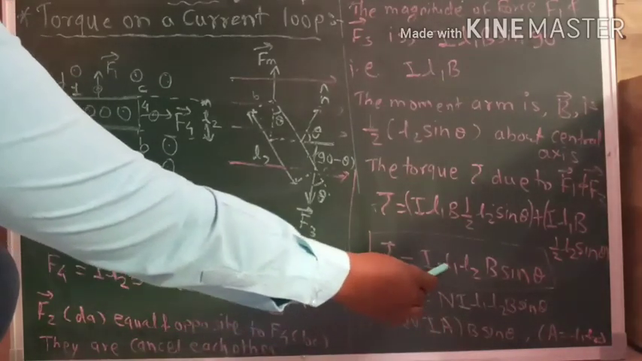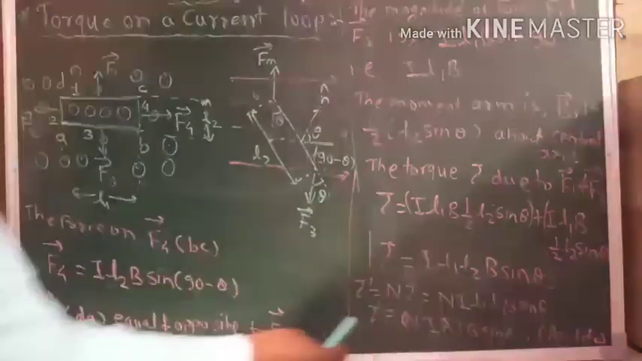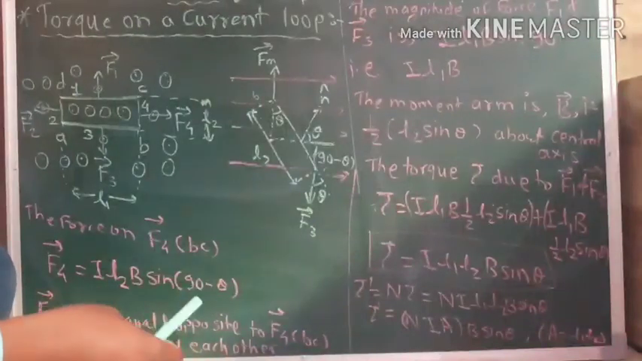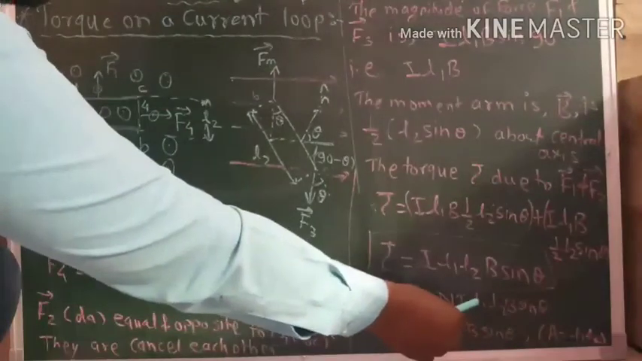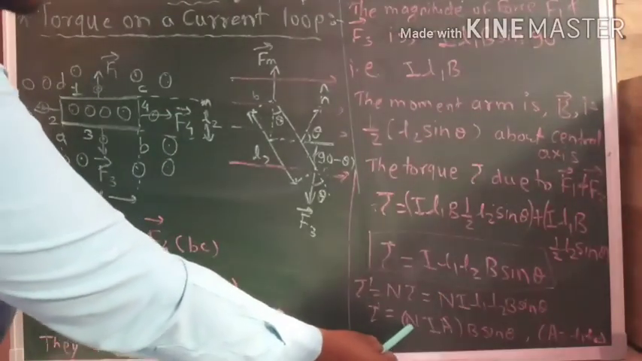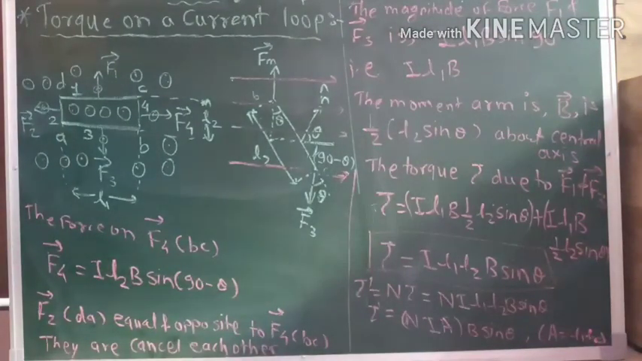The value of tau is I L1 L2 B sine theta. This L1 L2 is the product giving the area of the coil. Therefore we can write L1 L2 is equal to capital A. We write tau dash is equal to N I A B sine of theta. Here A is the area enclosed by the coil, and this equation holds good for all flat or planar coils irrespective of their shape in a uniform magnetic field. This is the torque acting on the current loop. Thank you.